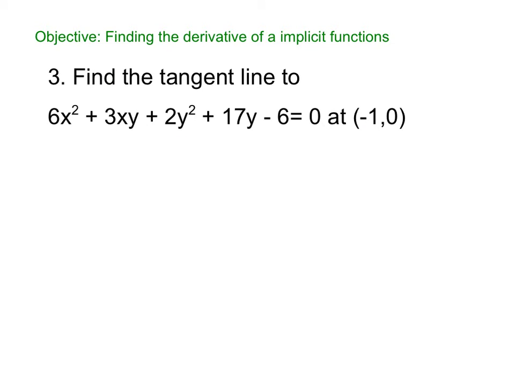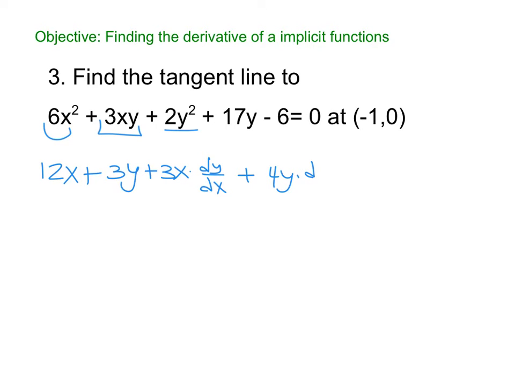All right, very similar idea. So pause, take the derivative. This time we're going to find a tangent line though. All right, so 6x squared gives 12x. I've got a product rule, so the derivative of 3xy is 3 times y plus 3x times the derivative of y. 2y squared, so that's 4y dy/dx. 17y is 17 times 1 times dy/dx. 6 goes away, equals 0.